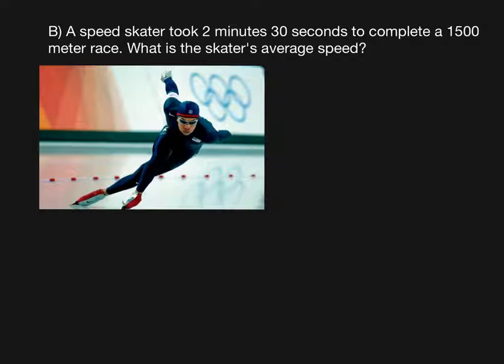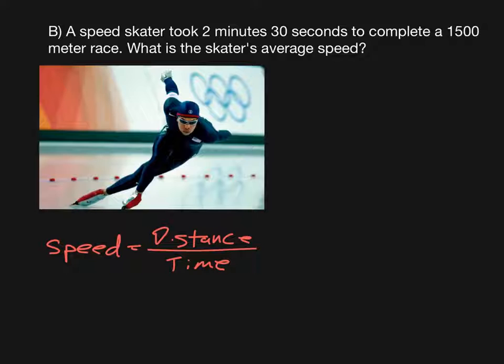In example B, we have a speed skater. A speed skater took 2 minutes 30 seconds to complete a 1,500 meter race. What is the skater's average speed? So you guys may remember from science class from dealing with speed. Speed equals distance over time, right? And this is a rate because distance and time are measured in two different units. So if I want to find my distance over time, I know that the distance was 1,500 meters, and my time was 2 minutes 30 seconds. Now the problem with this, 2 minutes 30 seconds, is that these are actually two different units. Minutes and seconds are different units, so we need to pick one, and I'm going to choose to do seconds.